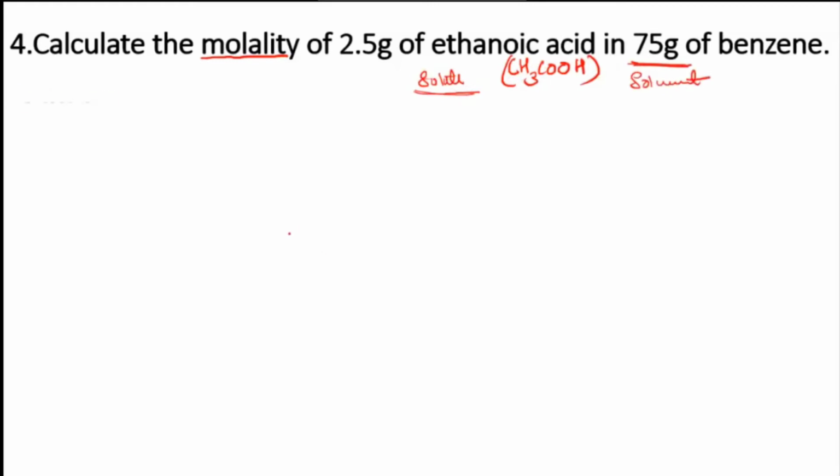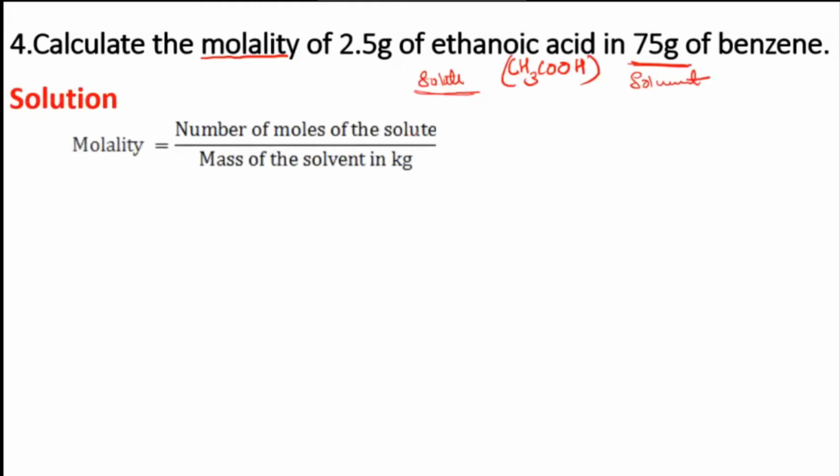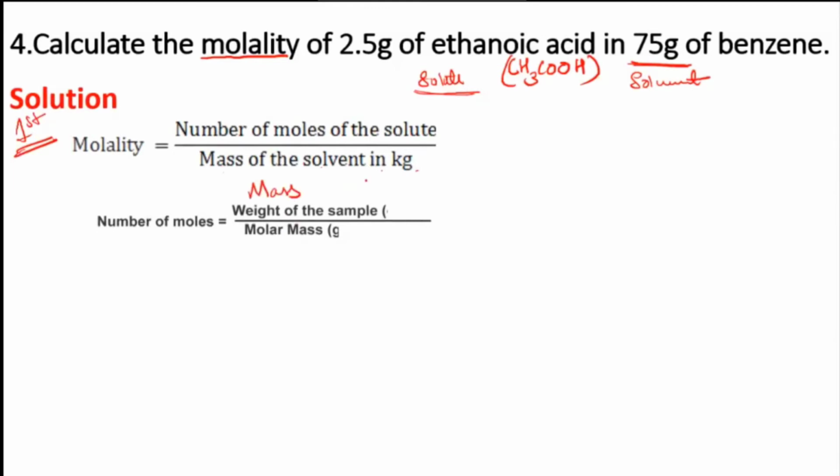We need to calculate molality. So formula is number of moles of solute by mass of solvent in kg. Correct? So we can calculate now. Now I am doing separately, then I will show you when the combined one also. Okay, this is the first method which I am using. Doing it separately. Okay. So number of moles of solute has to be calculated. Correct? So here weight divided by the molar mass, or mass by molar mass. Okay, mass by molar mass. Mass of ethanoic acid is given, no? That is 2.5. So mass is given to you, 2.5 gram.